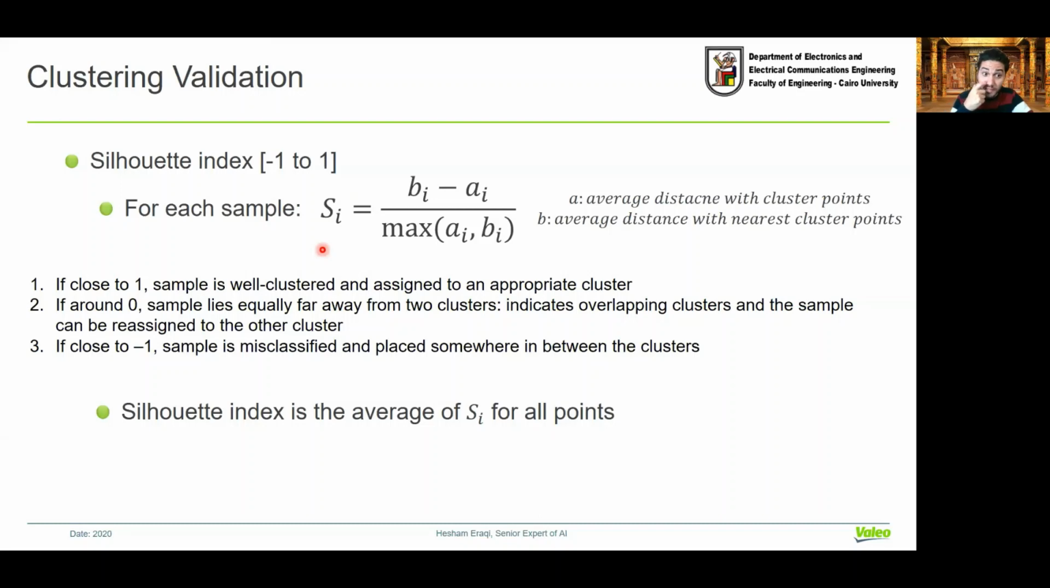So you will find that it is equal to 1 if the point i is well clustered and assigned to the right, true cluster. It will be equal to 0 if the sample is equally far from two different clusters, and it will be equal to -1 if the sample is misclassified. So the silhouette index for the whole clustering algorithm is the average of si for all the points you have in your data set.